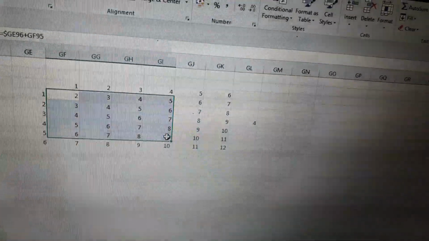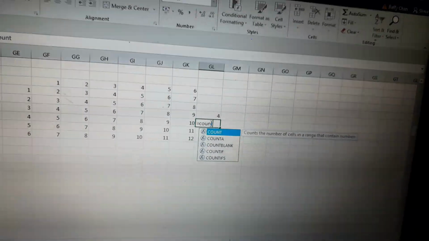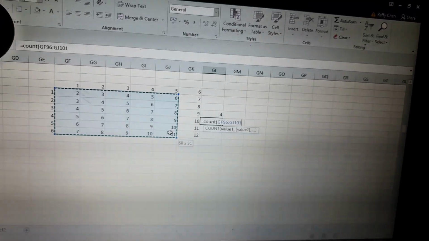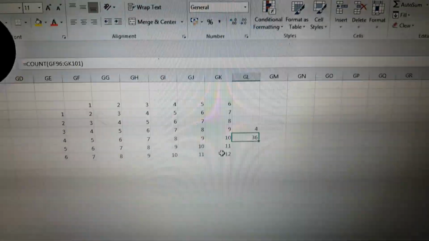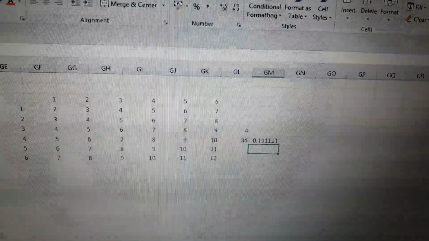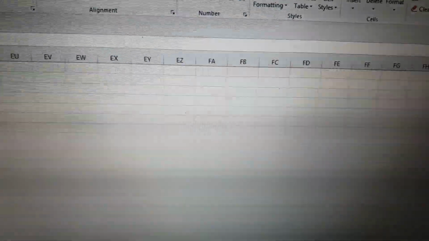Kasi nga we need to count, kasi nga this one implies counting. So if I were to type count, there are 36. So 4 out of 36. And when we divide those two numbers together, we should get 1/9.